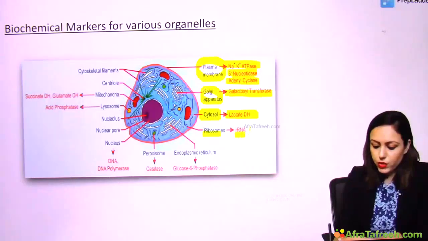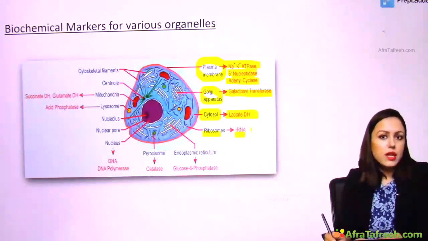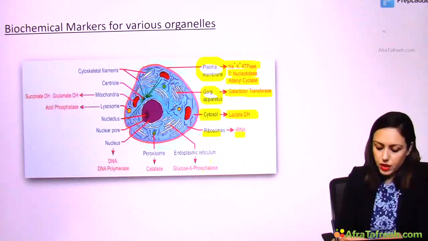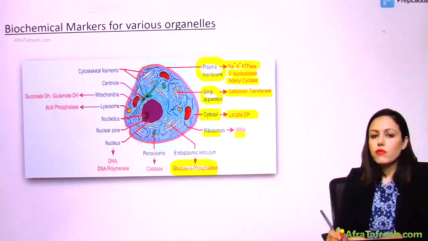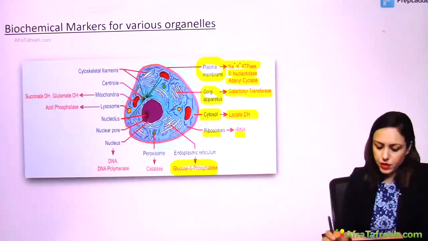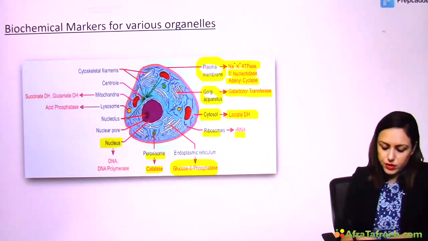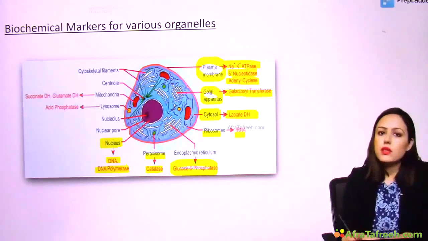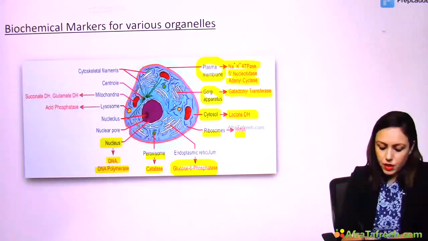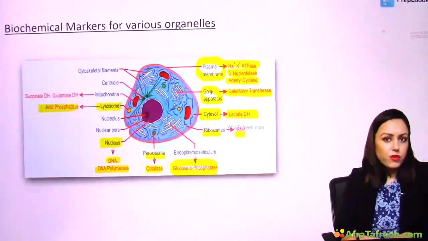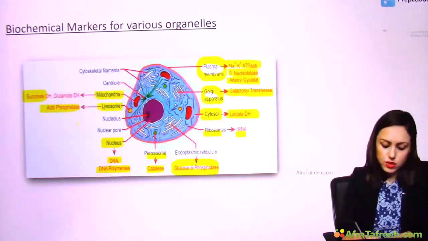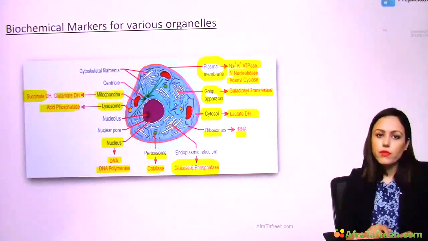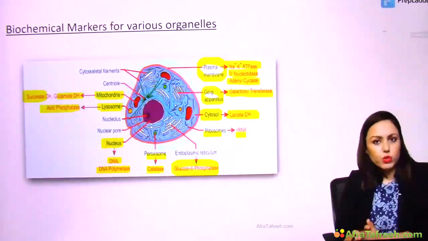Then ribosomes, I already told you, rRNA is considered as marker for ribosome. Then glucose 6-phosphatase enzyme, which is present in endoplasmic reticulum, will act as marker for endoplasmic reticulum. Then catalase for peroxisomes. Then for nucleus, DNA or DNA polymerase can be used as marker. For lysosomes, it is acid phosphatase. For mitochondria, it can be succinate dehydrogenase or glutamate dehydrogenase. Right? So learn all these markers, question can be asked.